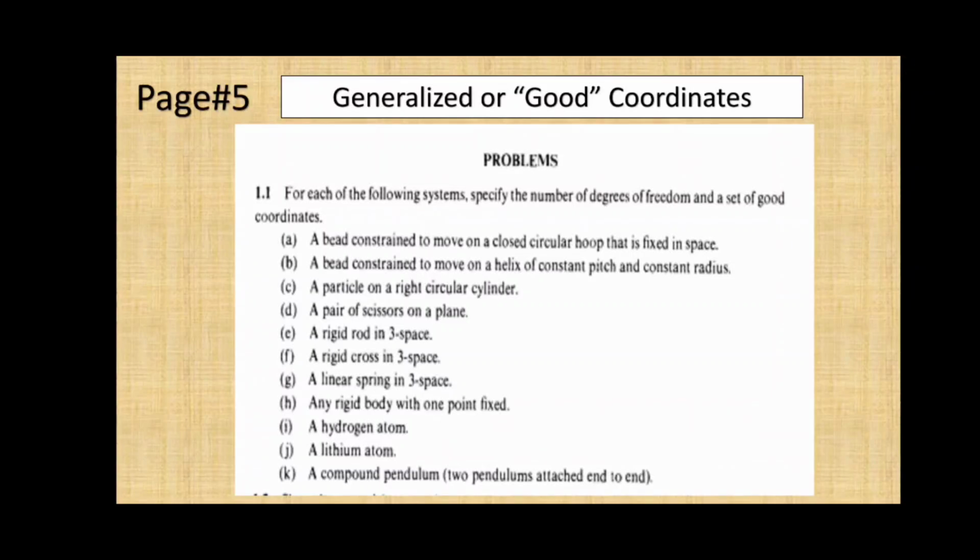Here we have another problem, part B of problem 1.1 from the book Introductory Quantum Mechanics, written by Richard L. Liboff. We have to find the degrees of freedom and a set of good coordinates. The problem, part B, is a bead constrained to move on a helix of constant pitch and constant radius.